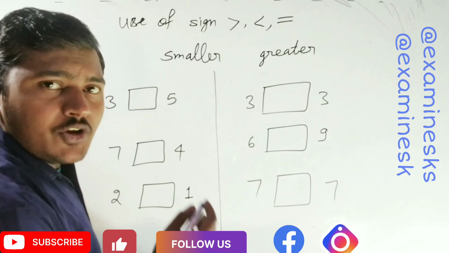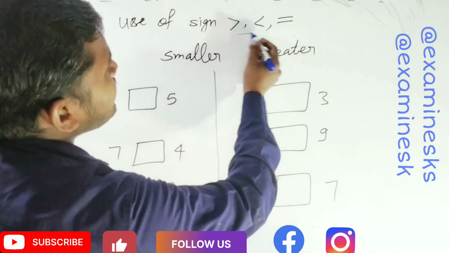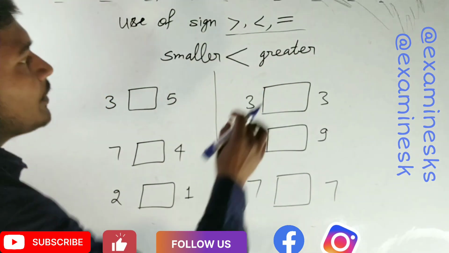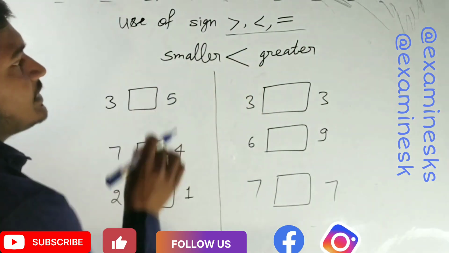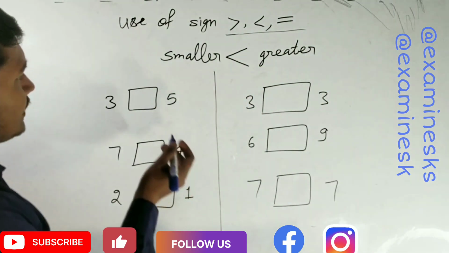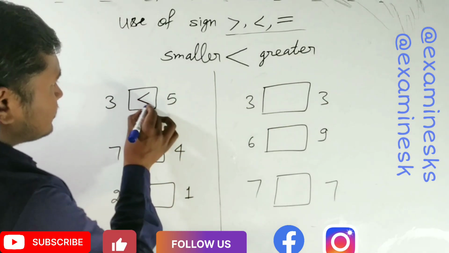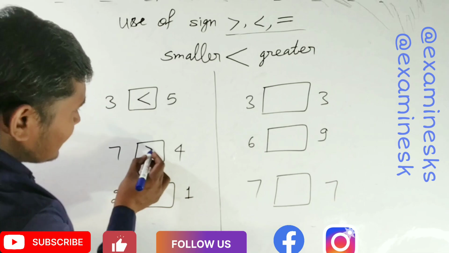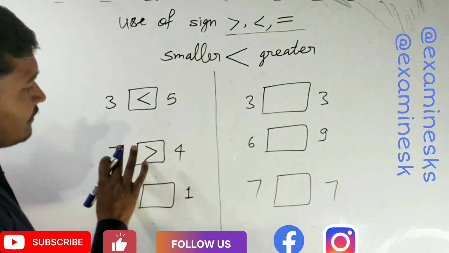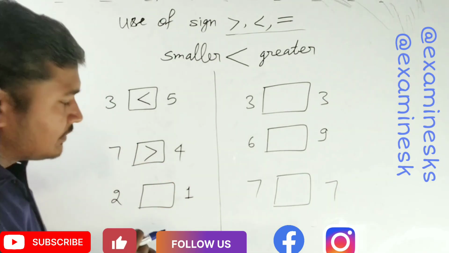Now understand the use of the signs greater, smaller and equal. The open side is greater and the closed side is smaller in this sign. For example, 3 is less than 5. Here 7 is greater than 4, so the sign will be reversed or interchanged.